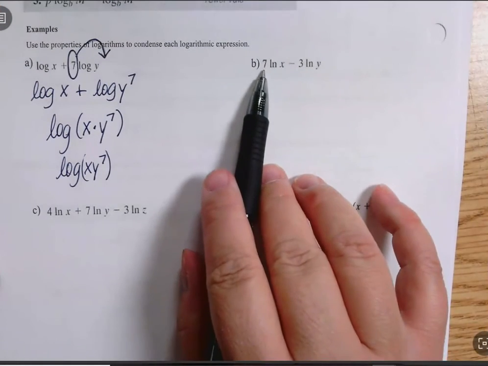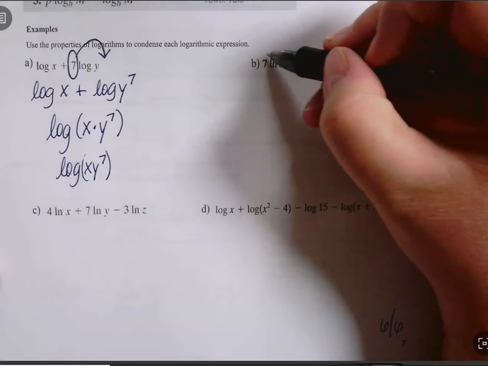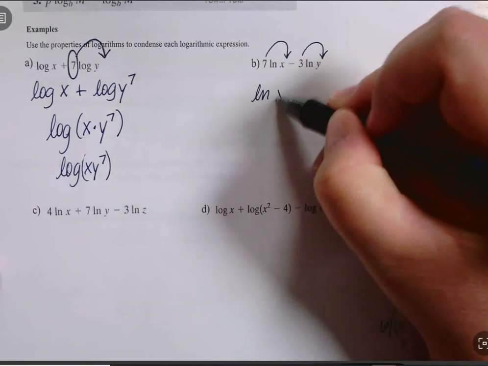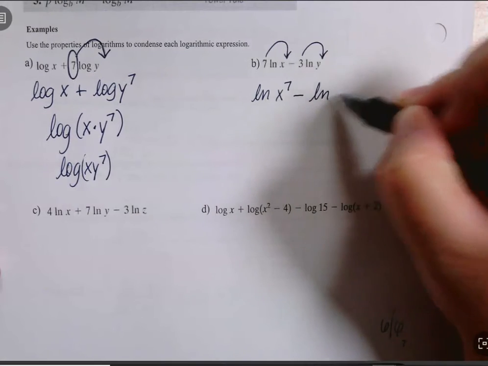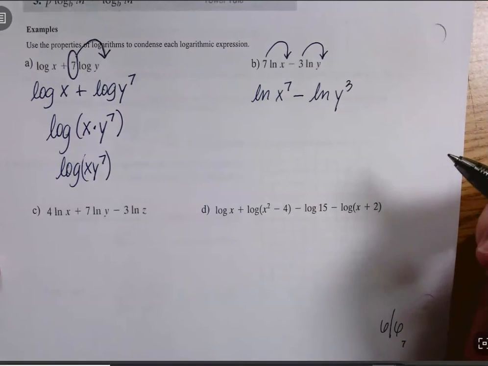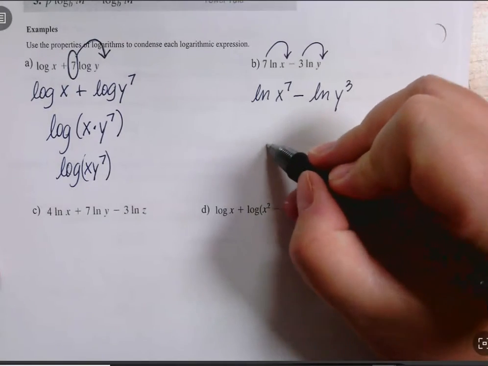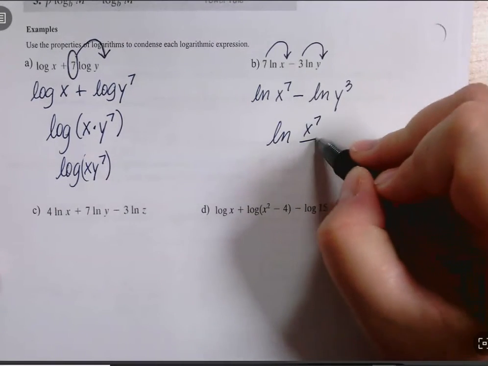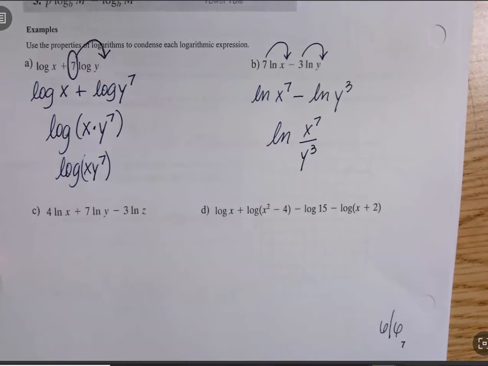Next up, numbers out front get taken care of first because they need to go up in the exponent. So we've got natural log of x to the 7th minus natural log of y to the 3rd. Next, I can deal with the fact that it's subtraction. So I invoke the quotient rule. And there we go.